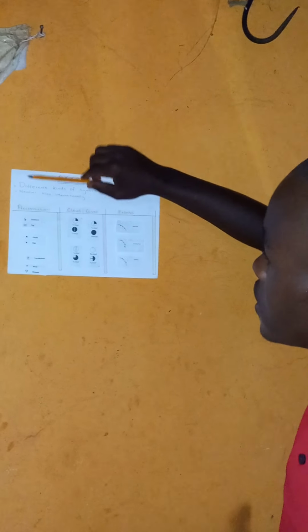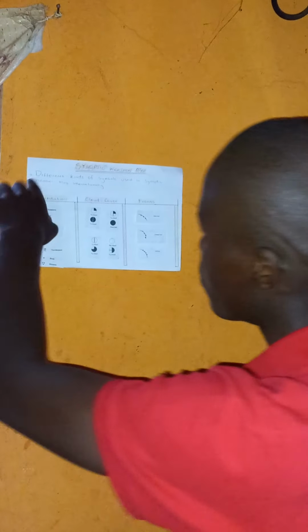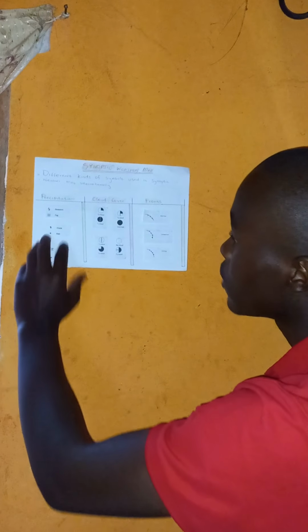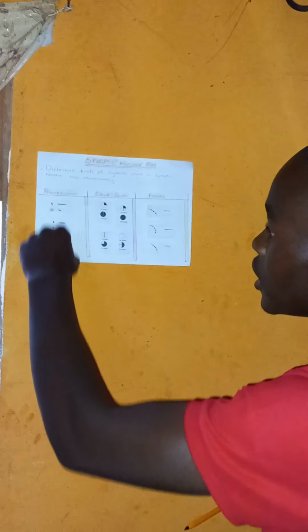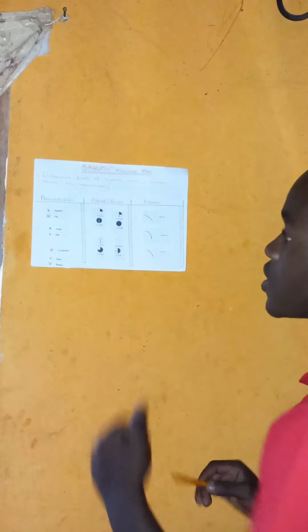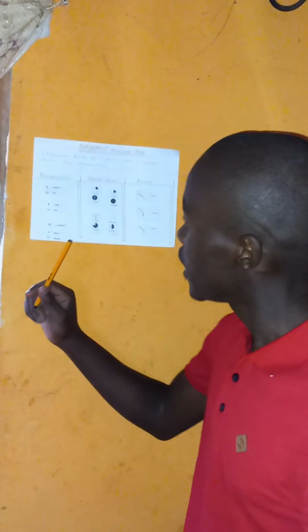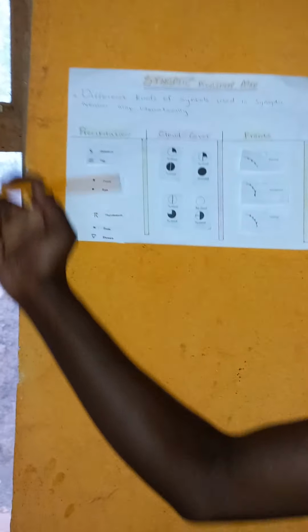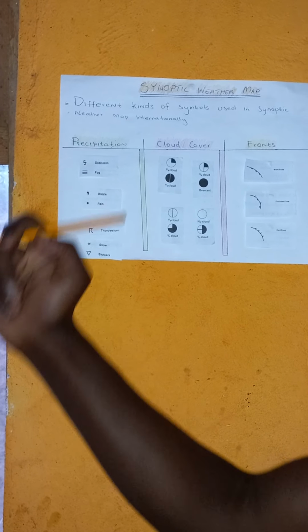I'll first describe the first column, which is precipitation. This is how precipitation is represented in a synoptic weather map. As you know, there are many kinds of precipitation. There's rain, drizzle, snow, thunderstorm. There are many, but this is how they are represented in a synoptic weather chart.